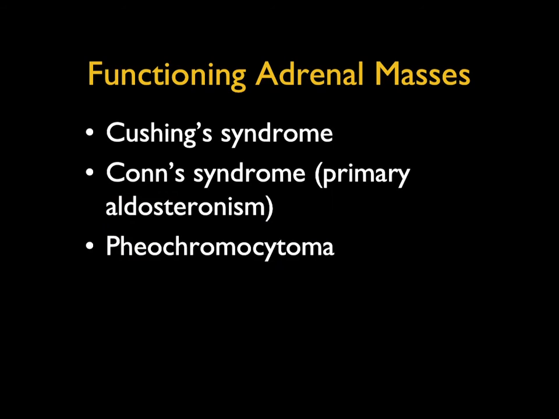Now, functioning adrenal lesions, patients typically are symptomatic. Cushing's, Conn syndrome, pheochromocytoma. So those are functioning lesions. The patient is hypertensive and you see an enhancing adrenal lesion. I don't need to give a differential. That's a pheo. So again, history becomes critical.